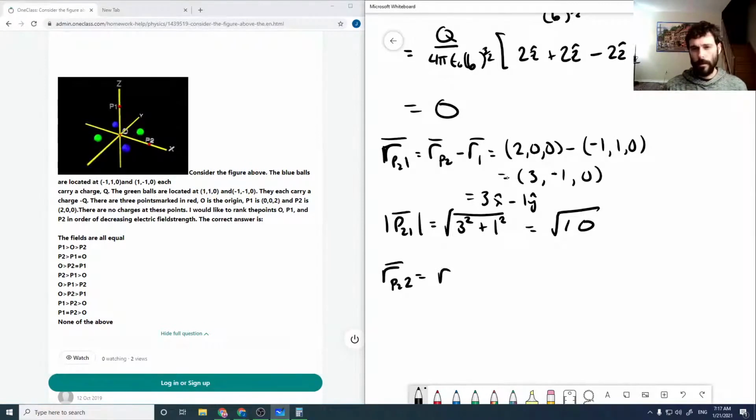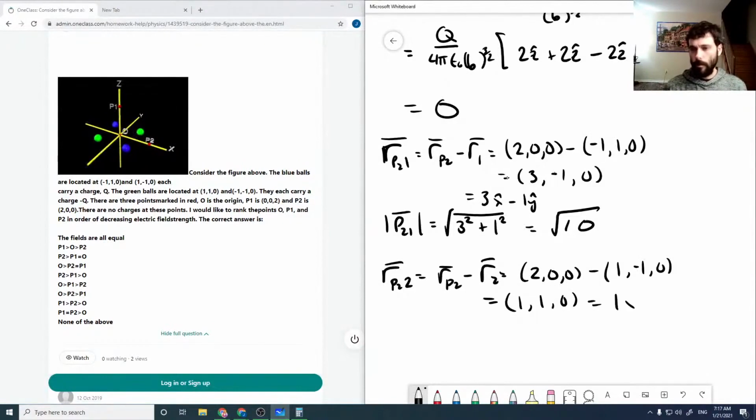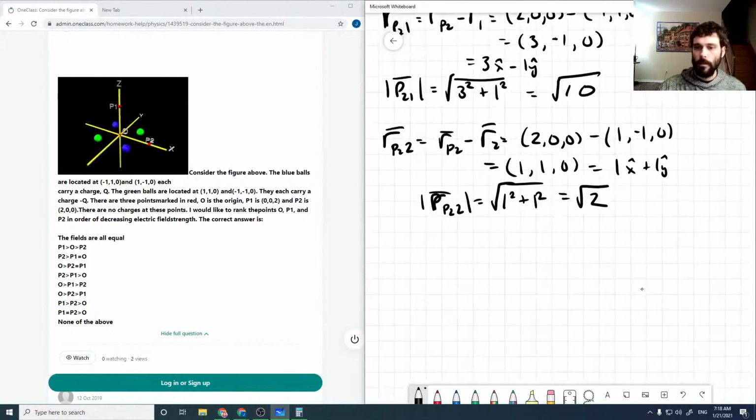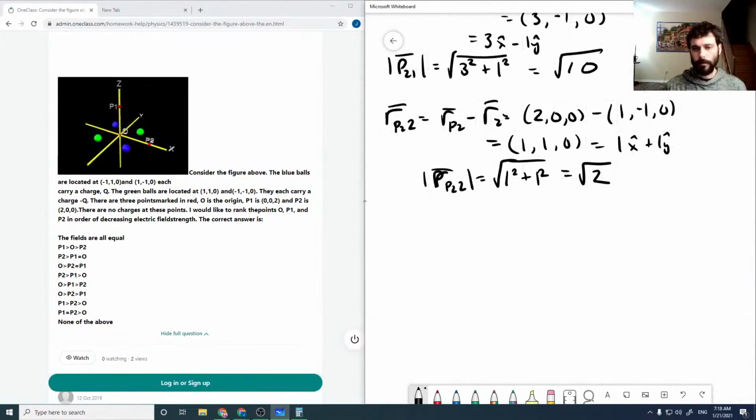RP2 2 is RP2 minus R2, which is 2, 0, 0, minus 1, minus 1, 0, which comes out to be 1, 1, 0. So that's 1 x hat plus 1 y hat. So then the magnitude of this is square root of 1 squared plus 1 squared, which is square root of 2. So now we've got different magnitudes. So we're not going to be able to do things quite as simply here.